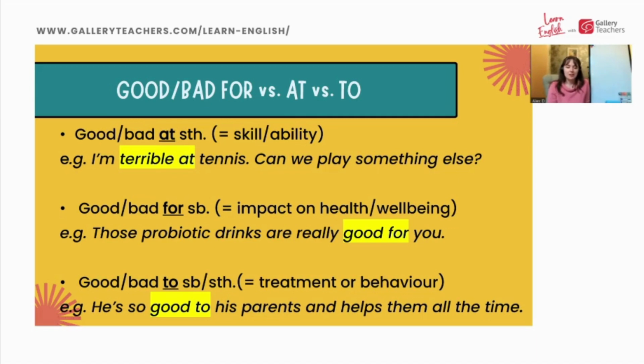And lastly, good or bad to somebody or to something. This more relates to the treatment or behavior. Okay, example, he's so good to his parents and helps them all the time. That means his behavior towards his parents is really positive. So there is good or bad at, good or bad for, and good or bad to. Next pattern.